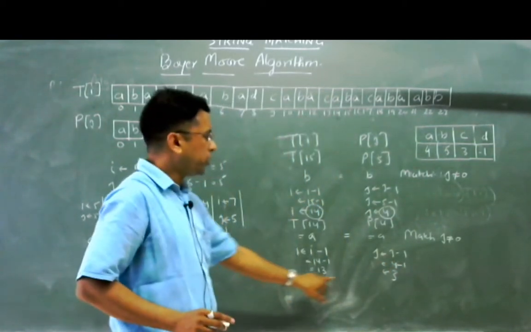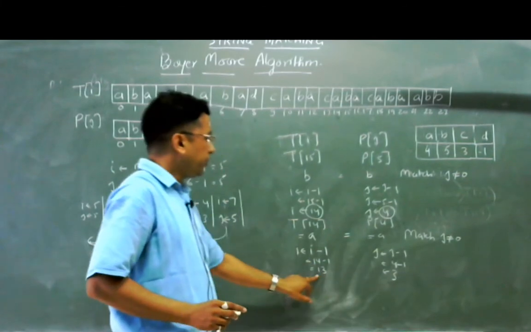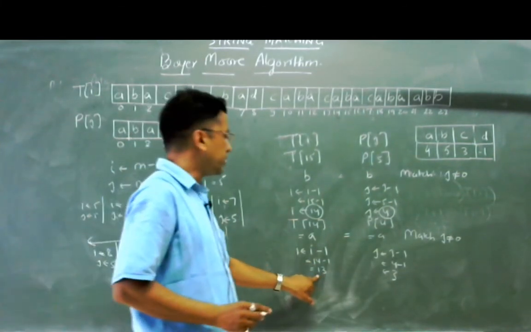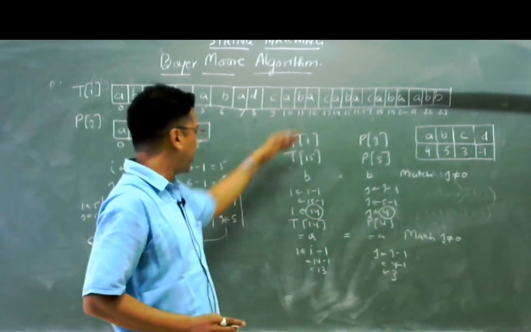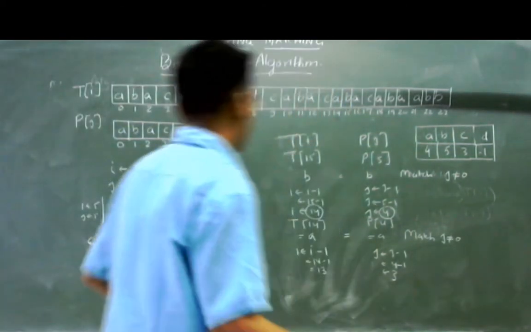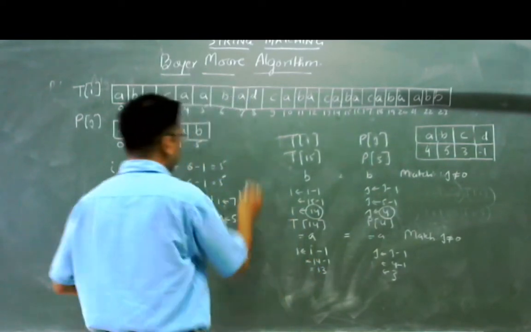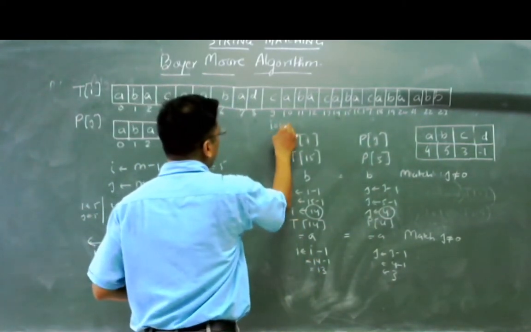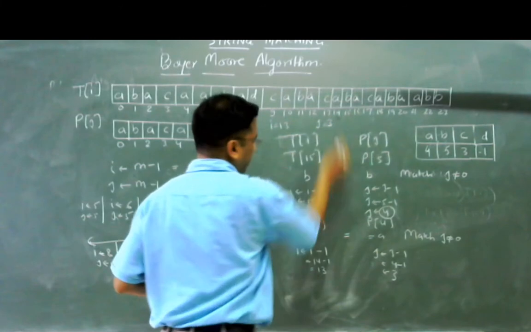Now we shall compare the element for T i where i equals 13, and so I am erasing this part. Yeah, I am writing just this part. i equals 13 and j equals 3.